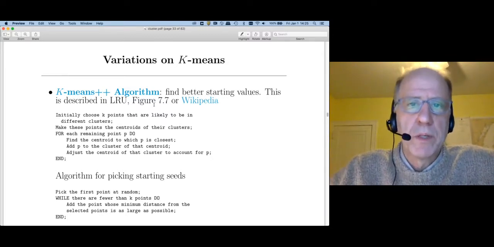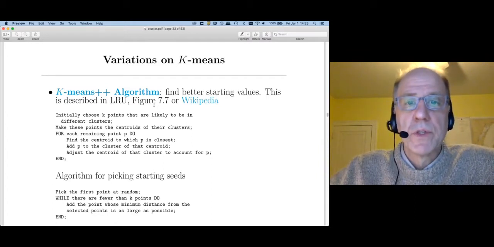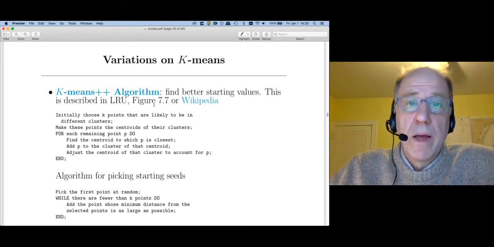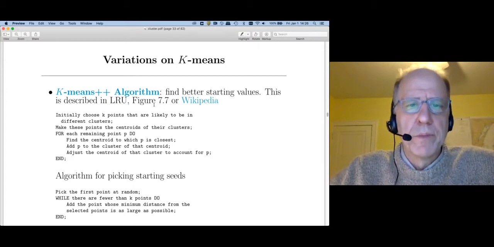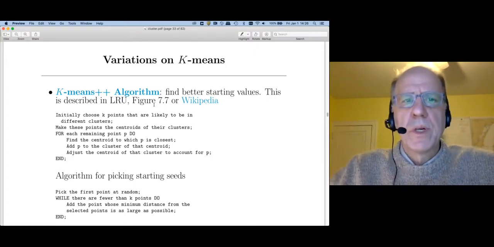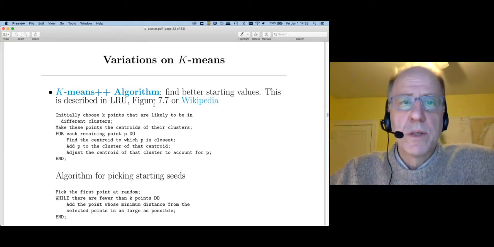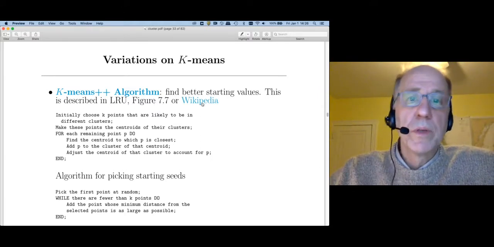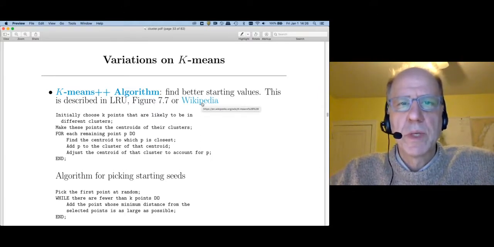That's why we run it multiple times, with the hope that by choosing different starting values, we can find different local minima and ultimately the global minimum. But there have been many other algorithms. I don't have time to cover all of the algorithms that do K-means. You can go read the Wikipedia page if you're interested in some of the other ones.